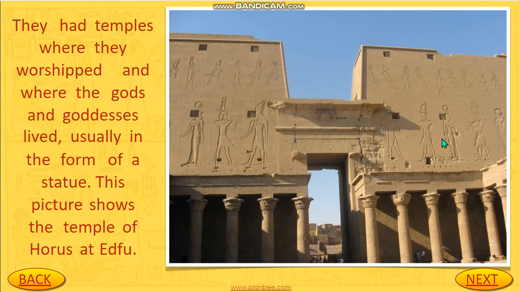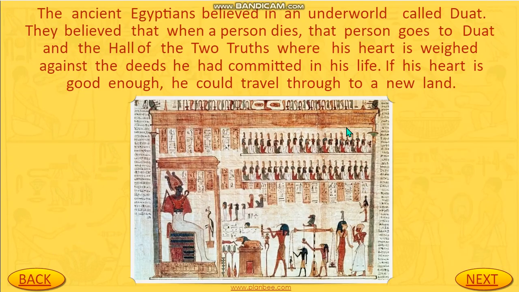Ancient Egyptians, of course, had temples where they worshipped their gods. And these temples were also where these gods and goddesses lived. Usually these temples are in the form of statues. So this photo on the right shows the temple of Horus at Edfu. Now if you can remember Horus, he is the god of kingship and the sun and the sky, underworld, and they call it Duat.